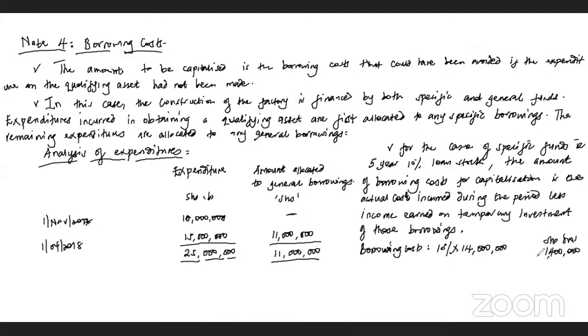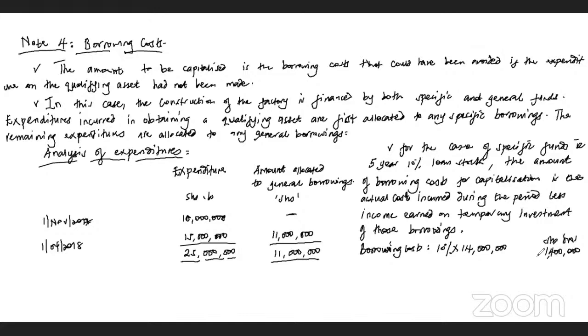Now we have to deduct, because after that is the actual cost incurred during the period less the income earned on the temporary investment of those borrowings. So we have 14 billions, that is specific funds, but these specific funds were not incurred all at the same time. They're incurred in phases, and we see that they first incurred how much? It was 10 billion.